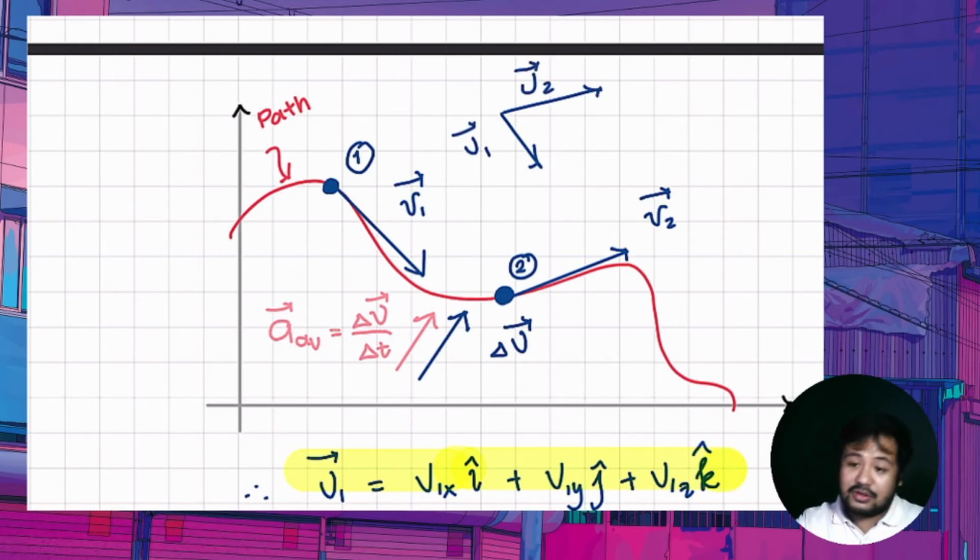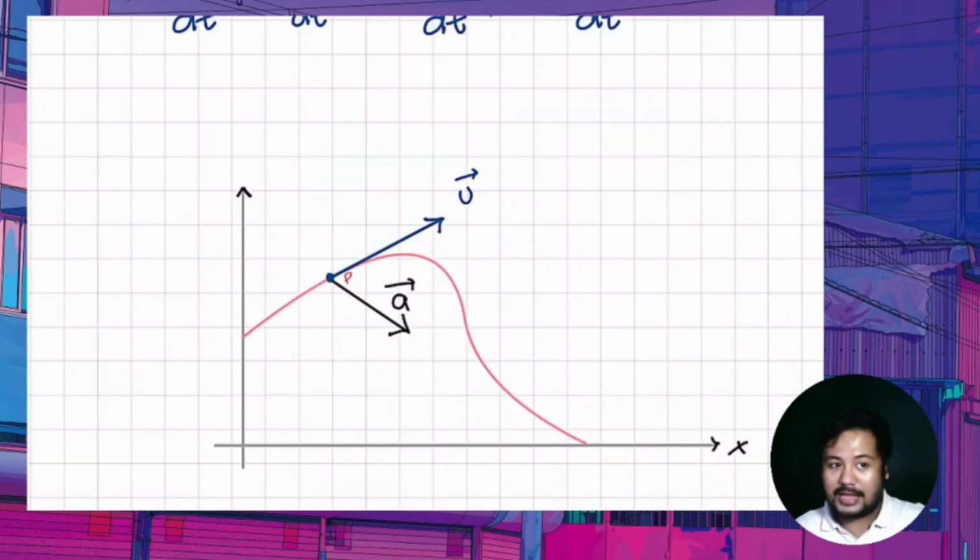So our velocity vector for your average acceleration vector is coming from this point going to that point. So that is your average acceleration. We now know how to write your velocity vector and acceleration vector. How about your instantaneous acceleration vector?